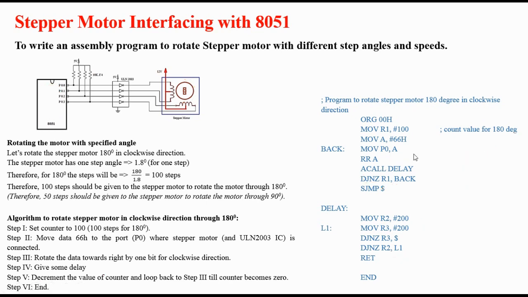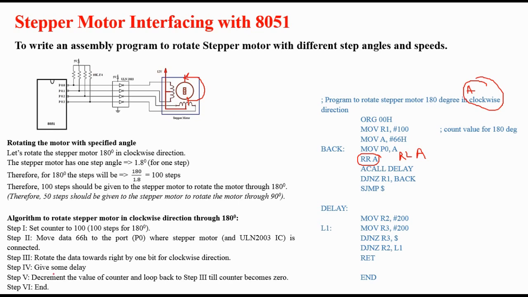Okay, and for anti-clockwise direction we have to rotate this motor towards left. So RLA will be the instruction. Rotate left the content of accumulator, and rest of the things will remain as it is. So the motor will get rotated towards anti-clockwise direction for 180 degrees only.